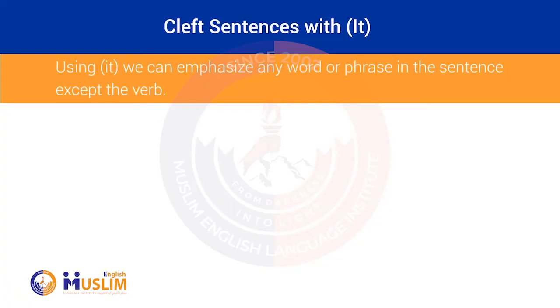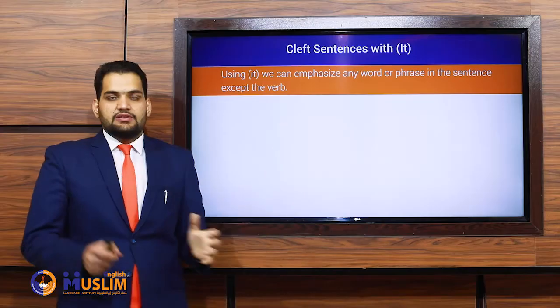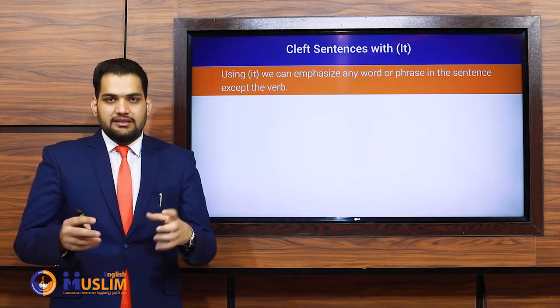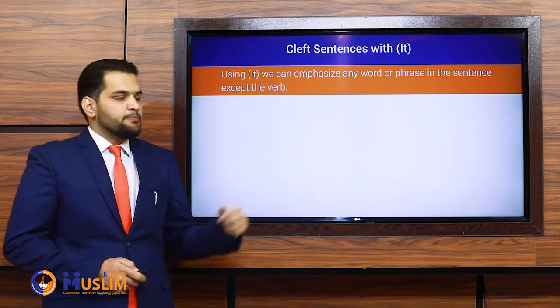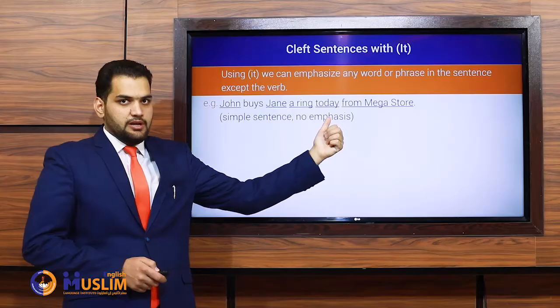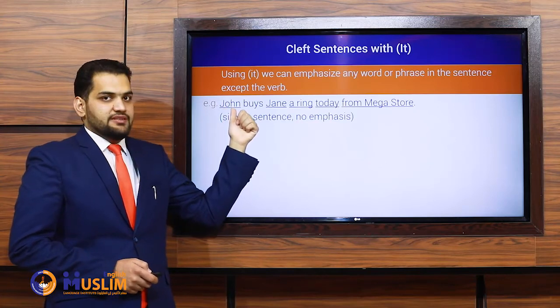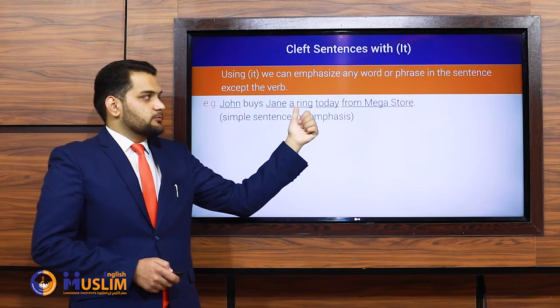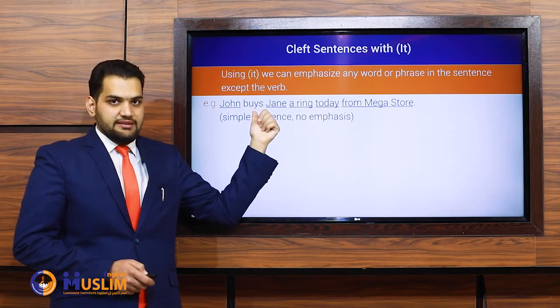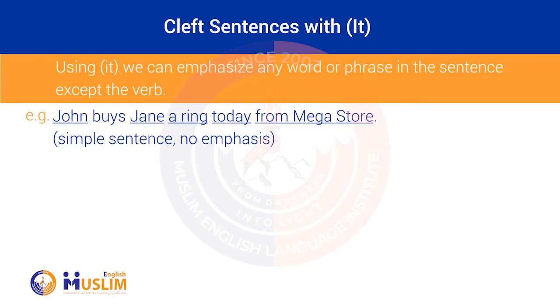Using it, we can emphasize any word or phrase in the sentence except the verb. So do not forget this, that in a cleft sentence, you can emphasize any word except the verb, right? For example, if I say John buys Jane a ring today from Megastore, right? Now in this sentence, we can emphasize John, Jane, a ring, today, from Megastore, but we cannot emphasize buys. This sentence is a simple sentence, and here we don't have any emphasis.